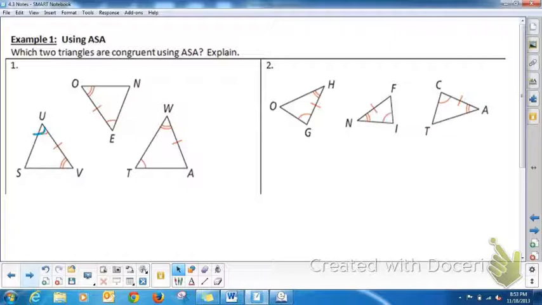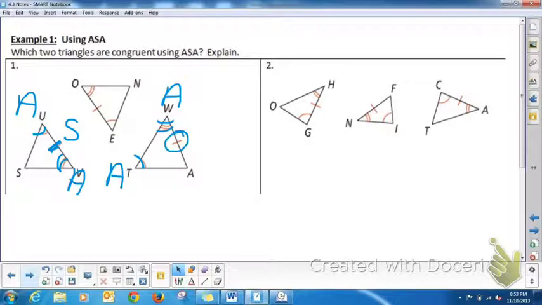TWA has an angle that's congruent, and then a second angle that's congruent. The problem here is that this triangle, UVS, has the included side, where with this triangle, TWA, this side is not included. It's not the side that's between the two angles. So this one doesn't belong.